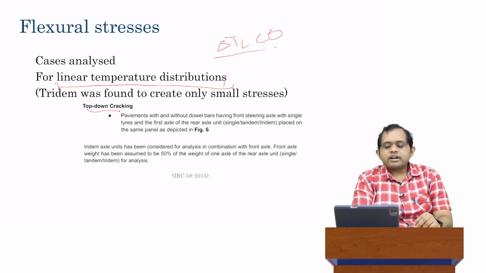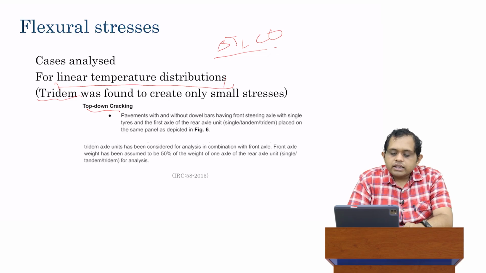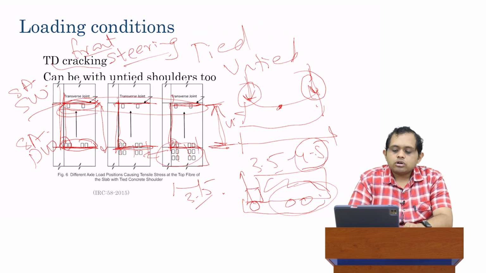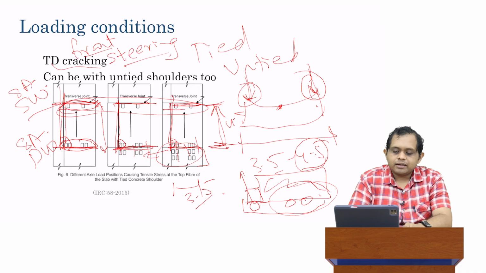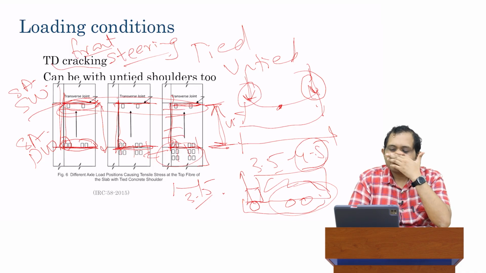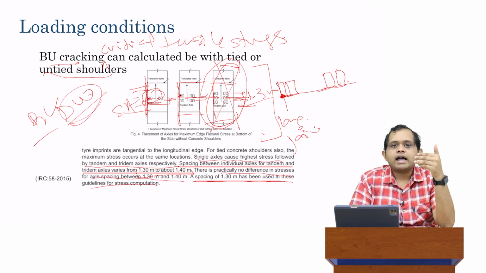Here again, it was found that tridem creates a relatively small stress, but it is still considered. And in this case, the consideration is pavements with and without dowel bars. When we're talking about tied or untied shoulders, we're talking about tie bars in the longitudinal direction, so it's these tie bars over here. But for bottom-up cracking, the load is never really placed at the transverse joint, so there is no explicit consideration for whether you have dowel bars or not.